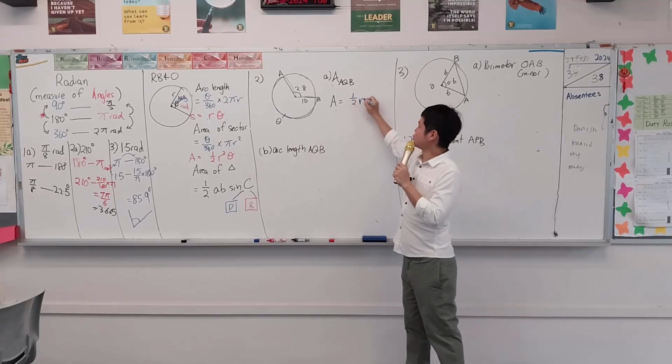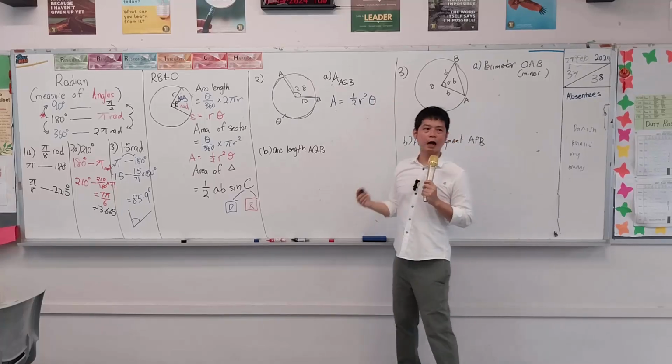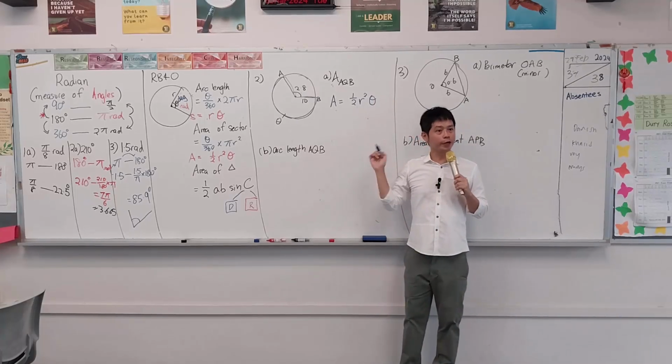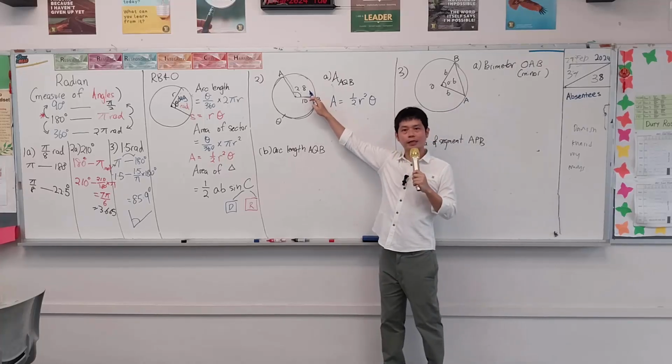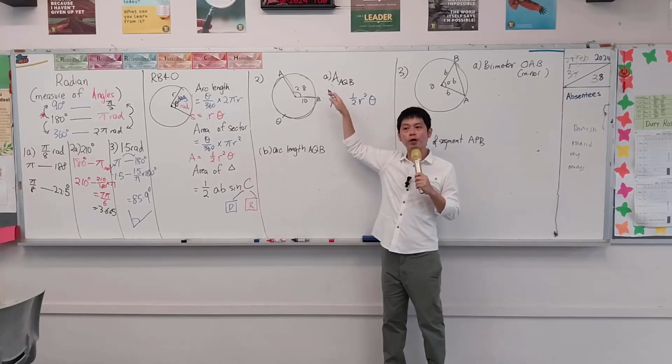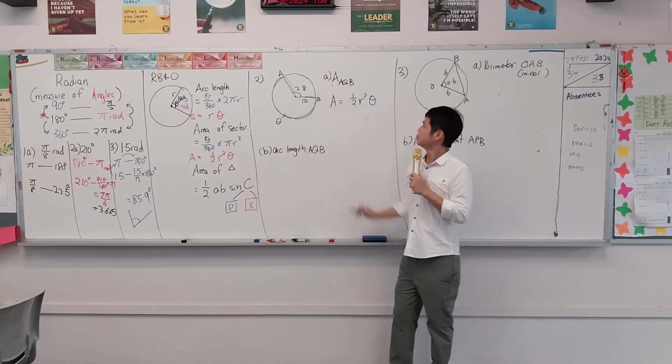Half r squared theta. Now, how do I know this angle is in radian? Do you see that there's no degree sign? We don't have a degree sign, so automatically it is in radian. And the number is quite weird, right? Very small.